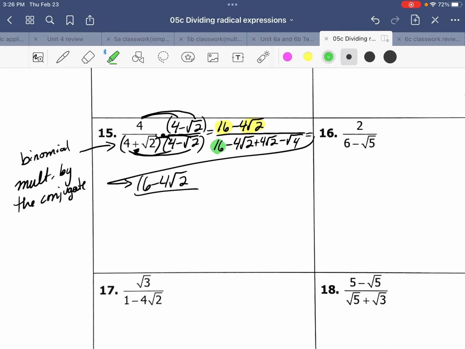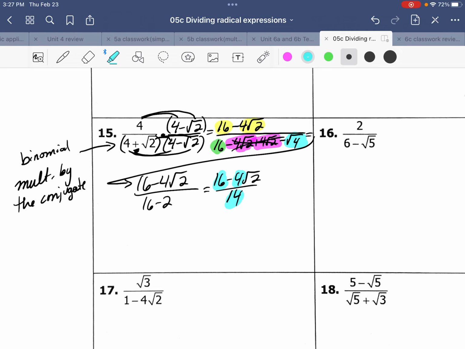In the denominator, I'm going to again look to see, can I simplify anything? So 16, nope. 4 square root of 2, let me do this in a different color. A negative 4 square root of 2 plus 4 square root of 2, those are like terms. They're going to be eliminated. And our last term, can we simplify that? Yes, square root of 4 is 2. So in our denominator, it's going to become 16 minus 2. And 16 minus 2 is 14.